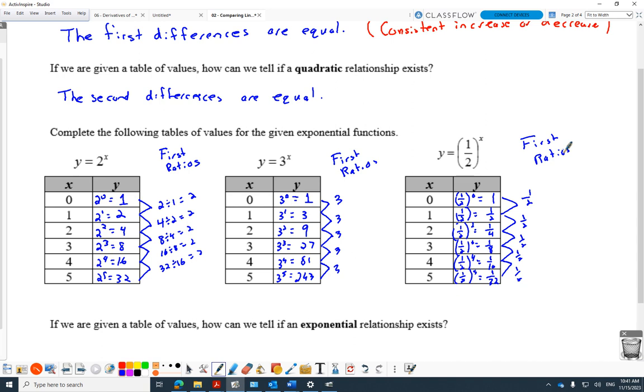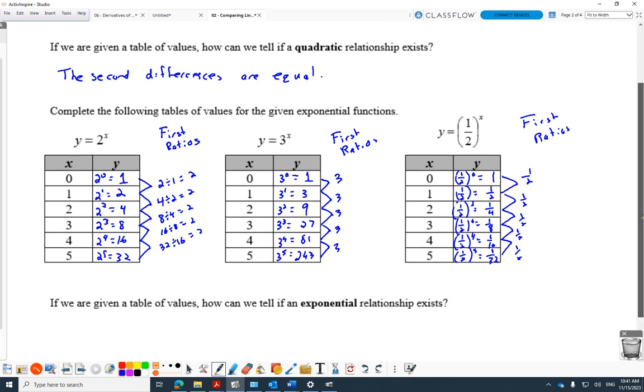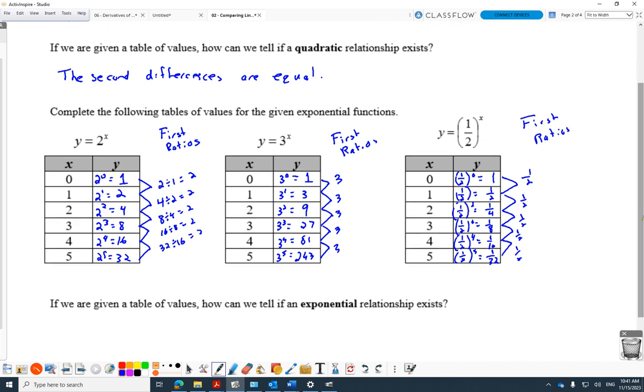And I'm ready to make my final statement here. How can you tell if an exponential relationship exists? The first ratios are equal. And in a minute, I'm going to practice all those three things a bunch of times. And then I got one last thing to show you, and that's it for the day.